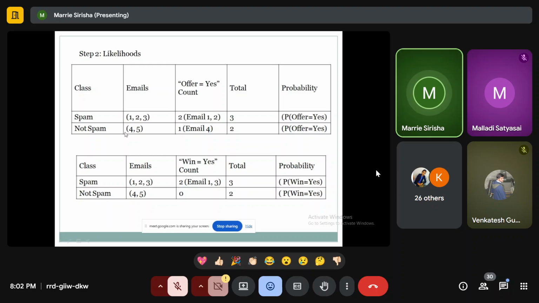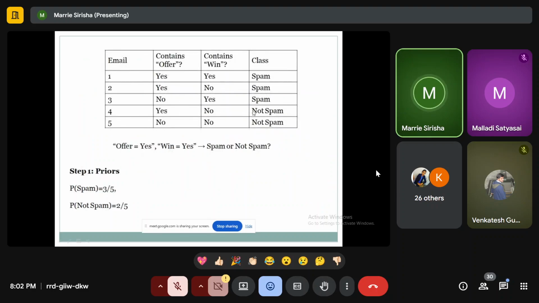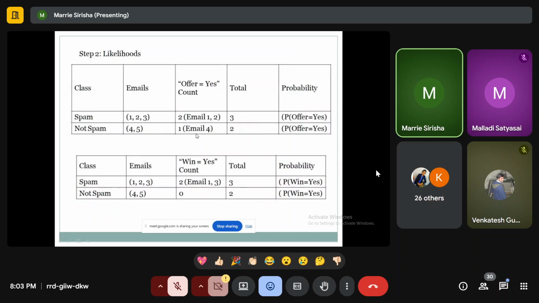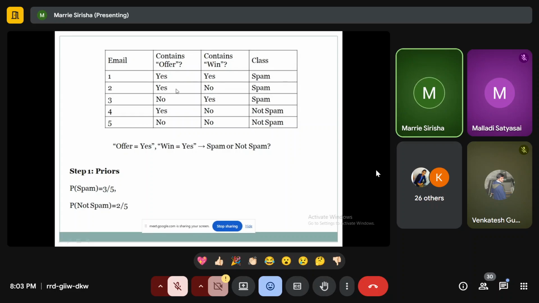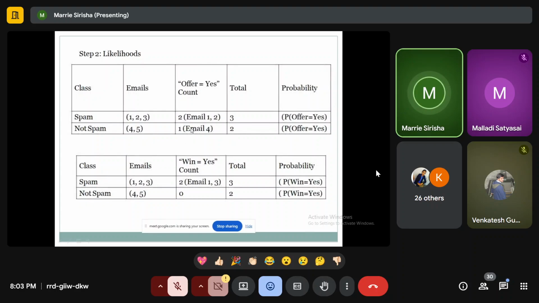Next, not spam ఎన్ని ఉన్నాయి? See, not spam we have 4 and 5, right? Yes, 4 and 5. And out of that yes అని offer yes అని ఎన్ని ఉన్నాయి? Offer yes అని only we have 4th one. So I have only email 4, that is 1. But here I have taken 2 because I have 2 emails of not spam, right? So this is the probability function. You have to write like this.